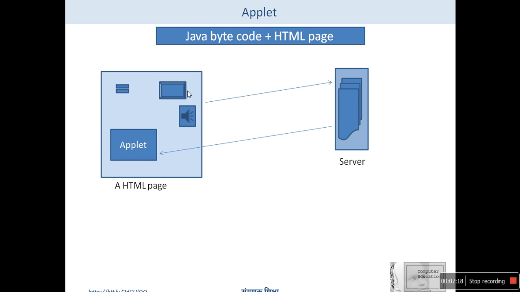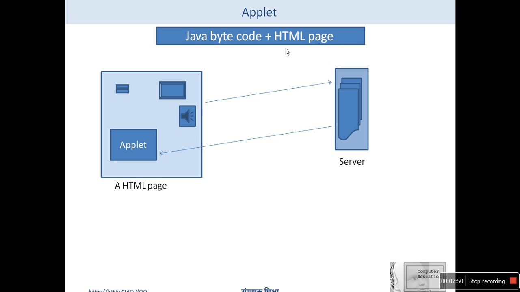Now, as we see in this diagram, an applet is nothing but Java bytecode plus an HTML page. This statement itself tells you the need of applet. Here HTML means Hypertext Markup Language. The HTML language is used to build HTML pages. It is a markup language. It is not a programming language.